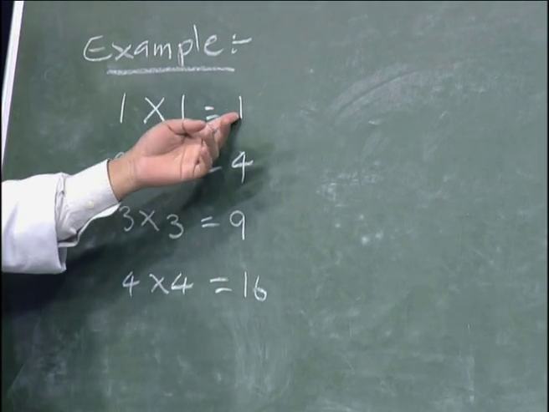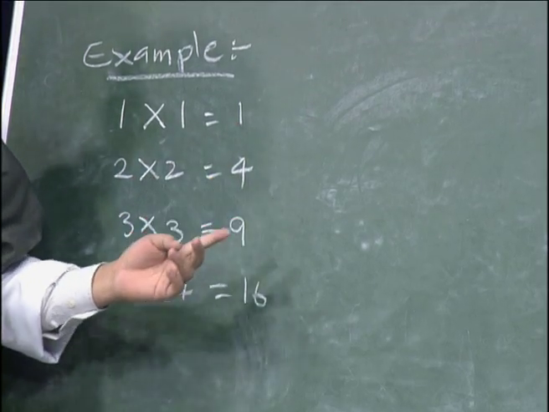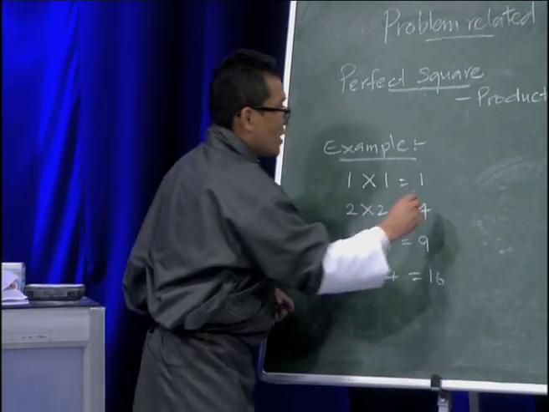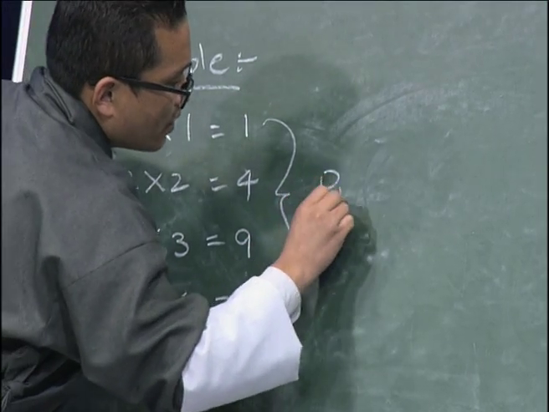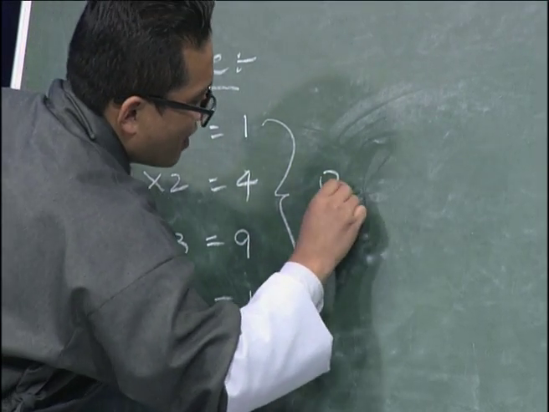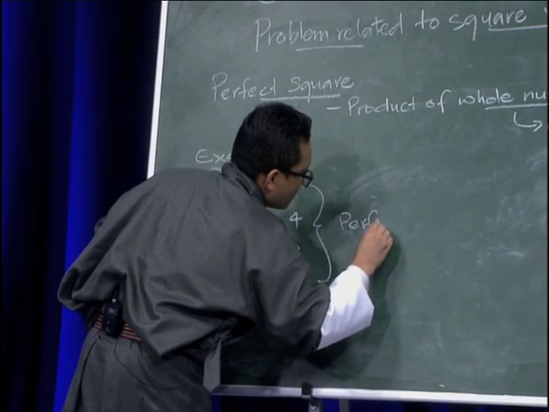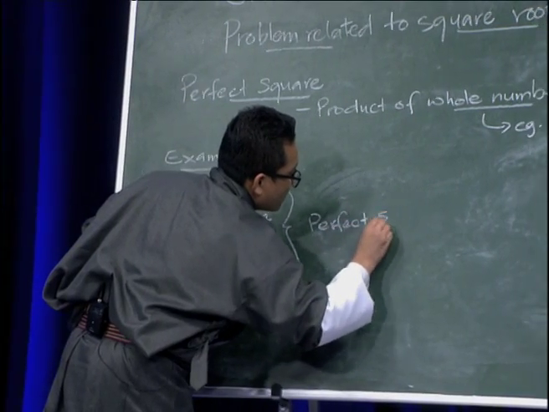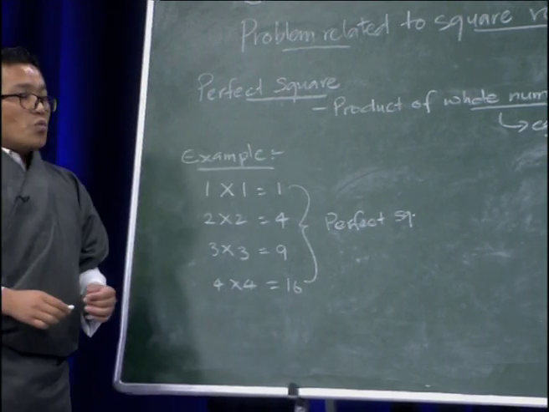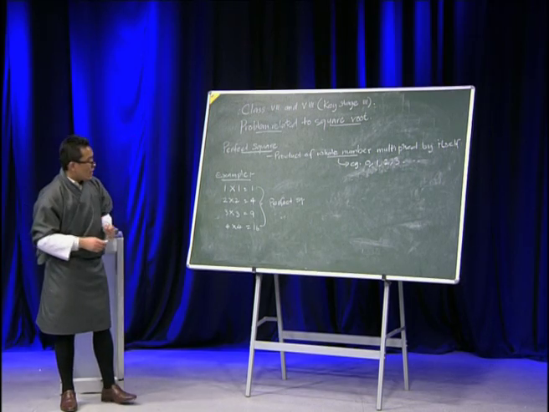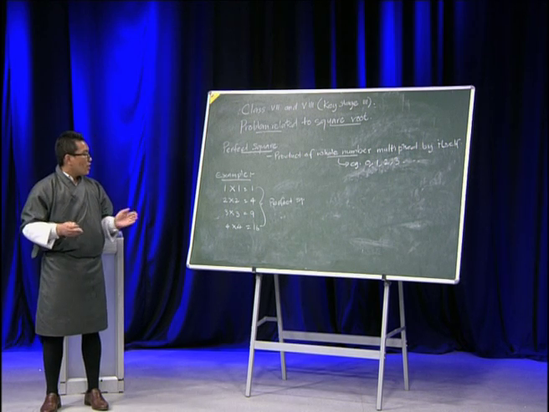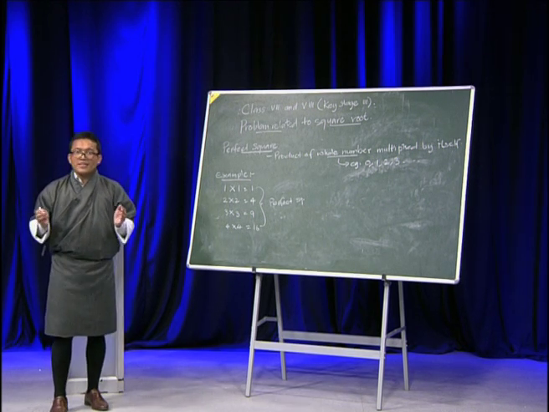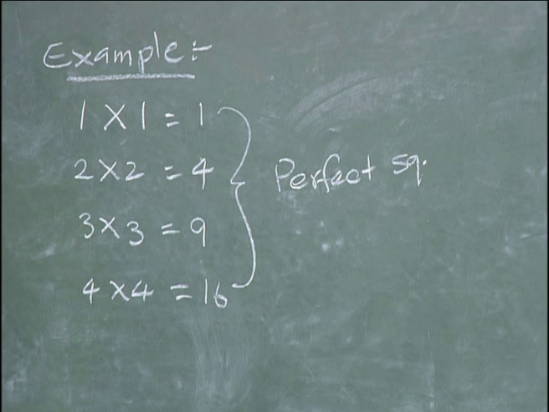Here, the numbers 1, 4, 9, and 16, we call them perfect square numbers. Now, I believe that you might have got some idea about what a perfect square is.